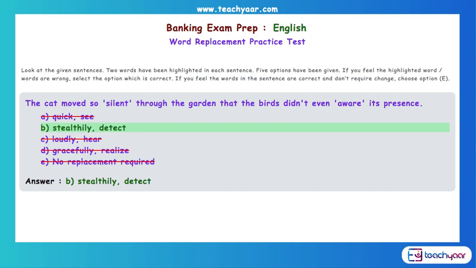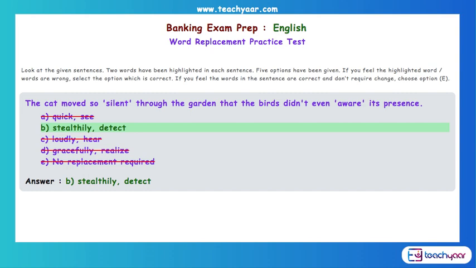Now, if you analyze this, the cat moved so silent through the garden. So you understand that it's moving very, very carefully. It doesn't want to disturb. It doesn't want the birds to know that it is there. So it is moving silent. Now silent is wrong because it should be silently, but there's no word like silently here. And when it is moving silently, what happens to the birds? The birds didn't even aware of its presence. That means they didn't know that the cat was there. So you understand the meaning.